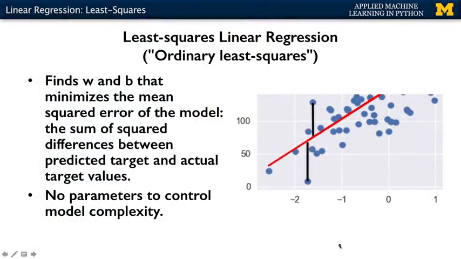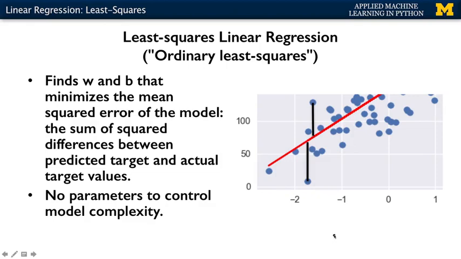Least squares linear regression finds the line through this cloud of points that minimizes what is called the mean squared error of the model. The mean squared error of the model is essentially the sum of the squared differences between the predicted target value and the actual target value for all the points in the training set. This plot illustrates what that means. The blue points represent points in the training set. The red line here represents the least squares model that was found through this cloud of training points.